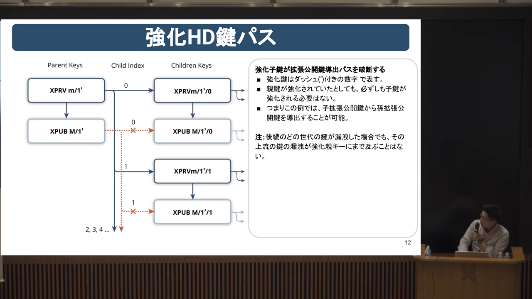So we can have a look at the effect on the derivation tree. What is in dotted orange was the parent pub key to child pub key derivation path that we had before. That is now broken. We've broken that with the hardened keys. And you can see in the children keys, that's noted with the prime symbol, right?